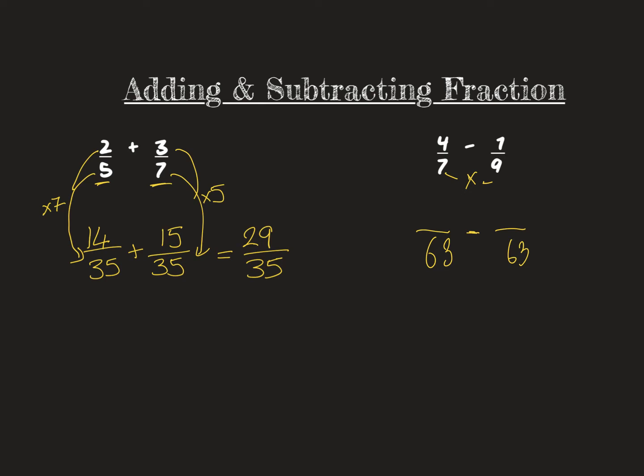So to get from our 7 to our 63, this whole fraction here needs to be multiplied by 9, because 7 times 9 is 63. So I'm going to have to multiply the top also by 9. So 4 times 9 is 36.